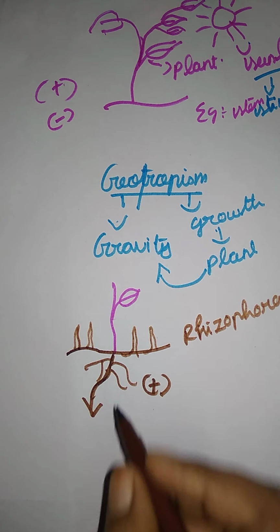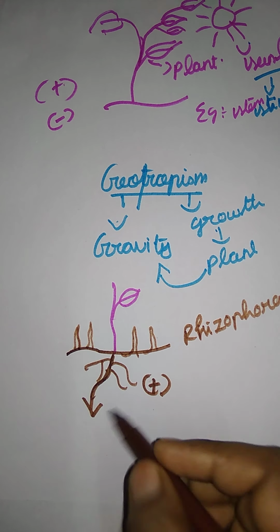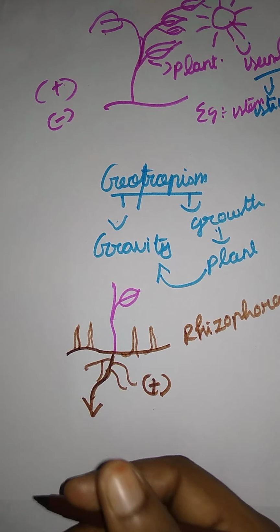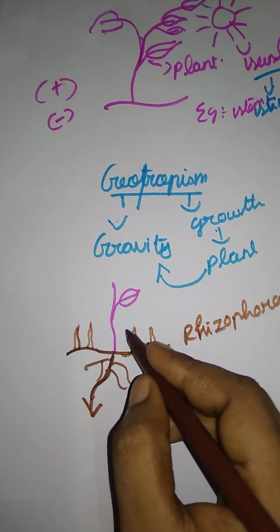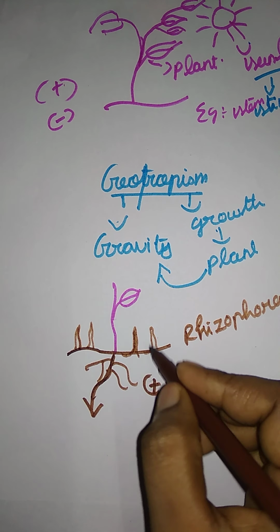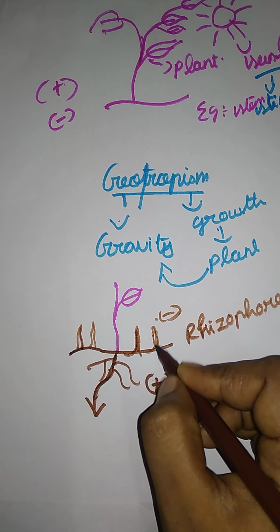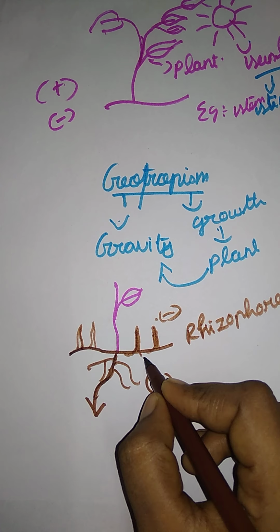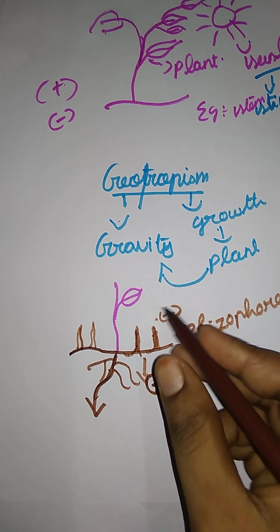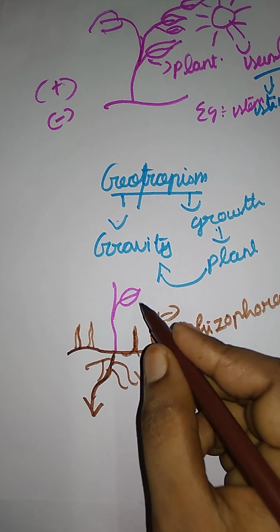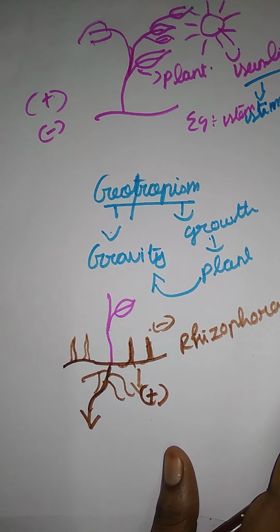Usually when you see roots, they are present below the terrestrial area, under the soil. Here it is just opposite to that, above the soil surface. So this is the negative geotrophism, growing in the opposite direction to gravity. So that is a negative geotrophism. So that's it for geotrophism.